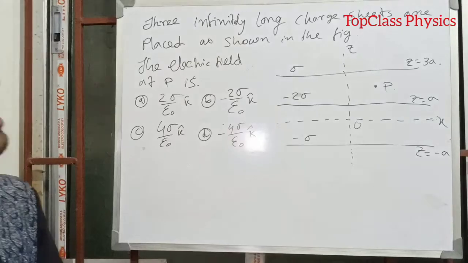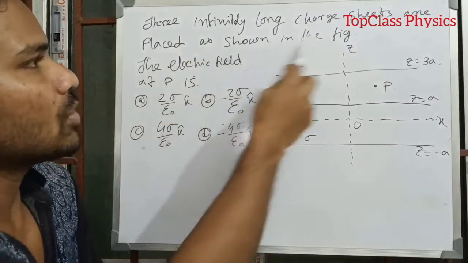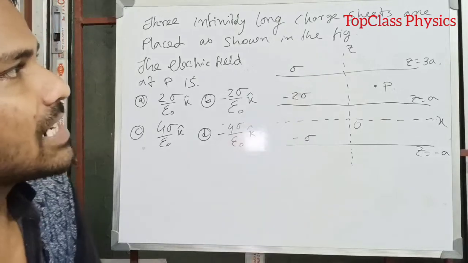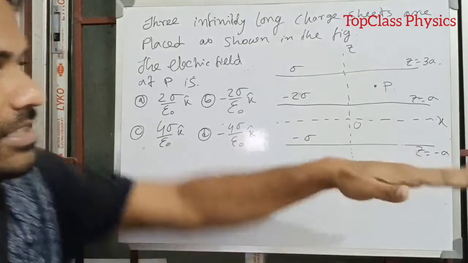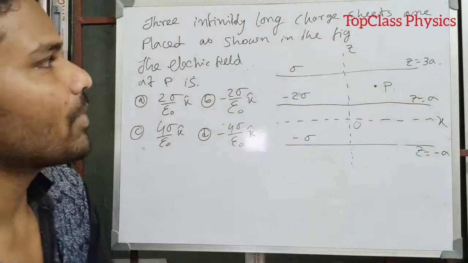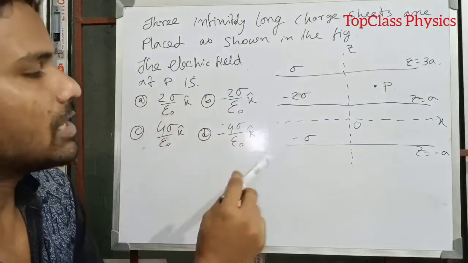Three infinitely long charge sheets are placed as shown in the figure. You can see the figure, three long charge sheets. These are not a line, this is a sheet. Okay, so three sheets are placed parallelly.